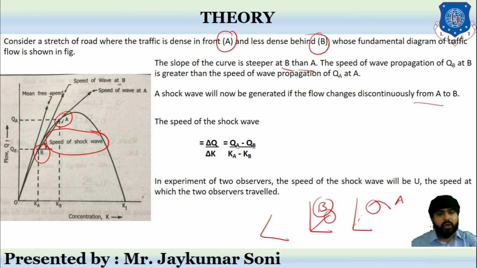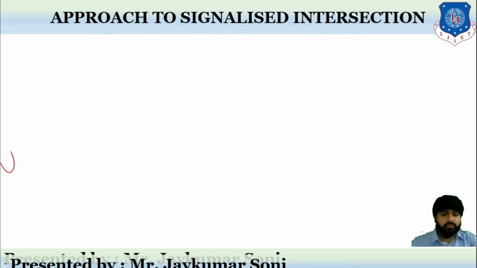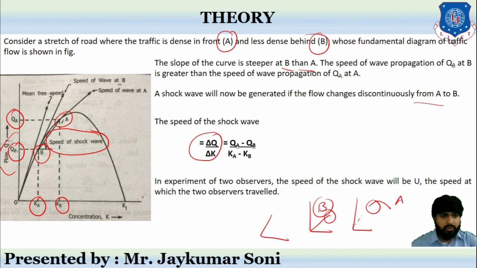The speed of the shock wave will be delta q by delta k, that will be (qA minus qB) by (kA minus kB), flow divided by concentration. So that will be delta q by delta k. In the experiment of two observers, the speed of the shock wave will be u, the speed at which the two observers travel.